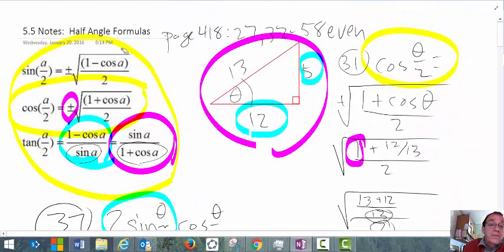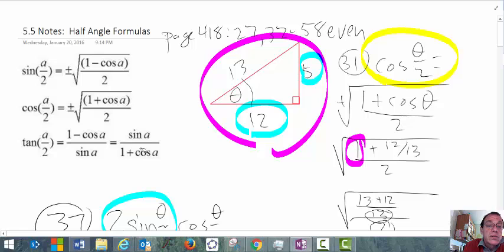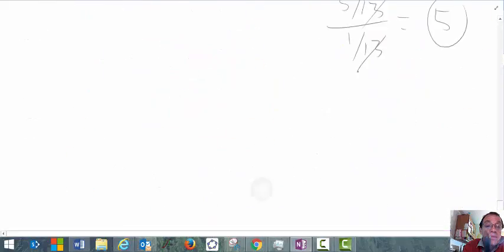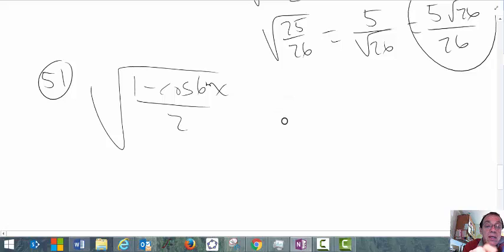Does that look like the sine, the cosine, or the tangent? I see a minus right here. I think it might be the sine. That's what it looks like to me. That looks like the sine.